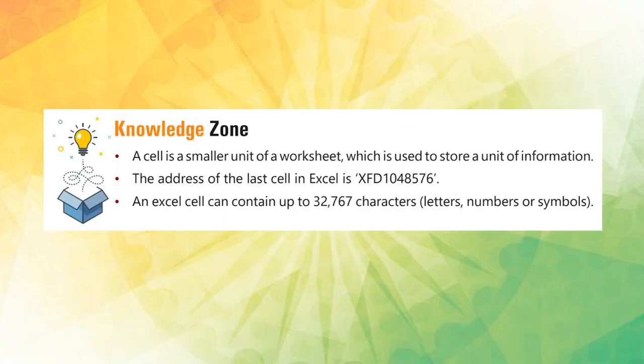Knowledge zone. A cell is the smallest unit of a worksheet, which is used to store a unit of information. The address of the last cell in Excel is XFD1048576. An Excel cell can contain up to 32,767 characters, letters, numbers, or symbols.